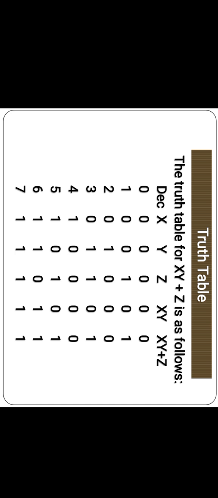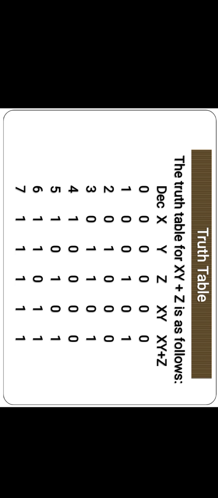The decimal number 3, the xy value is 0, 1. 0 into 1, 0. For xy plus z, the z value is 1. 0 plus 1, 1. The decimal number 4, the xy value is 1, 0. For xy, 1 into 0, 0. And for xy plus z, the z value is 0. So 0 plus 0, 0.